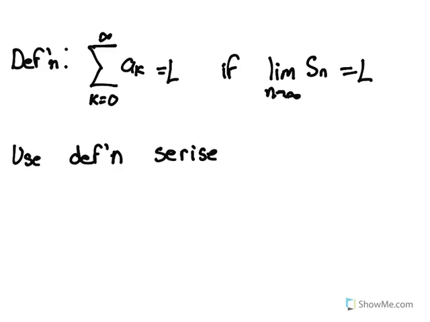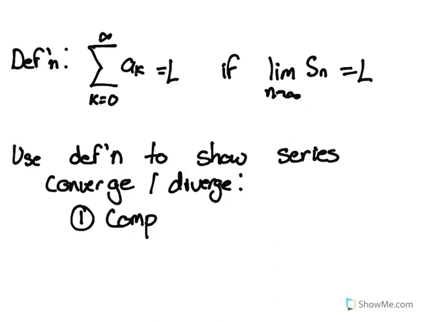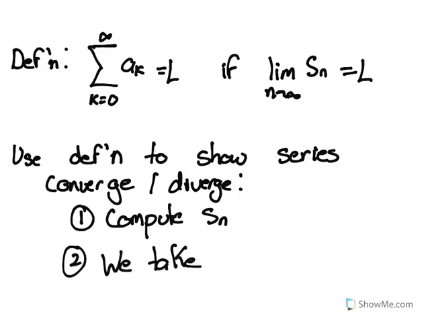From here, we can use the definition to show a series converges or diverges using the following steps. So first, we compute Sn in a closed form, right, with an expression of some sort. And then second, we take the limit of Sn.